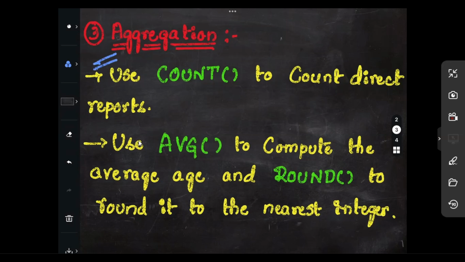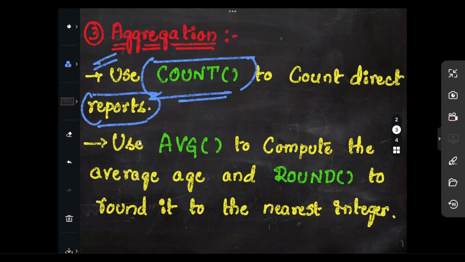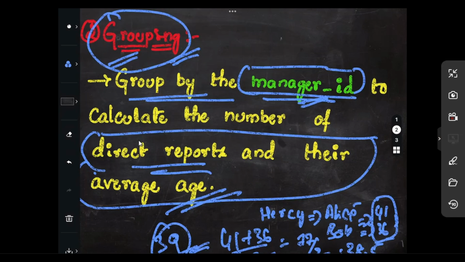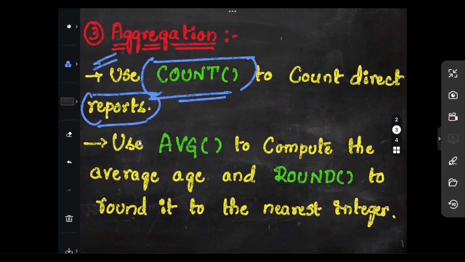So let's move on with the third step here, aggregation. When I say aggregation, we will be going with the count keyword. Why? We have to count the direct reports. The number of direct reports in the previous step we already know. For Hersey, the number of direct reports was 2, nothing but Alice and Bob, right? So we will be going with the count keyword here to count the direct reports. We will also be making use of the AVG or average keyword.